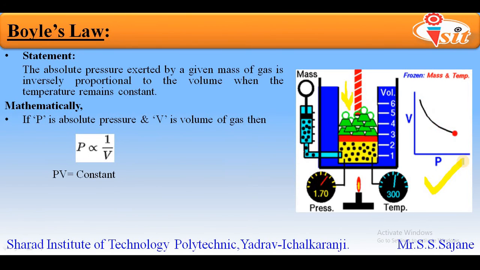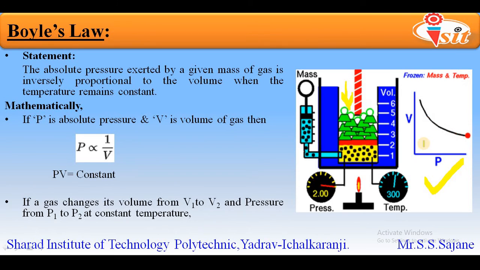Similarly, if we are removing these weights, then the pressure exerted on the gas will decrease, and at the same time there will be an increase in volume. So this shows that there is an inverse relation between pressure and volume, and thus we will get the curve, or the variation between pressure and volume, which is represented in the PV diagram.